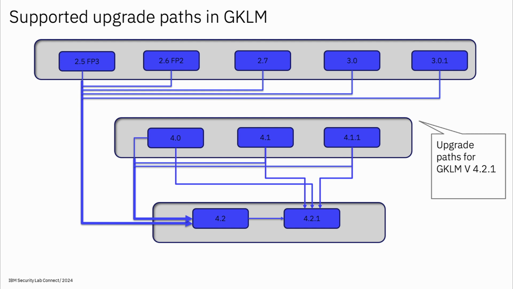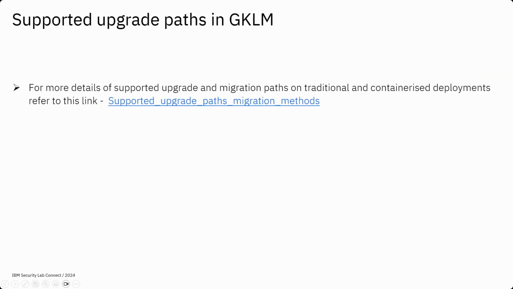Also, please note the versions which are displayed on the first row, 2.x, 3.x, are EOS now. For more details of the supported upgrades and migration paths on traditional and container deployment, users can refer to this link.